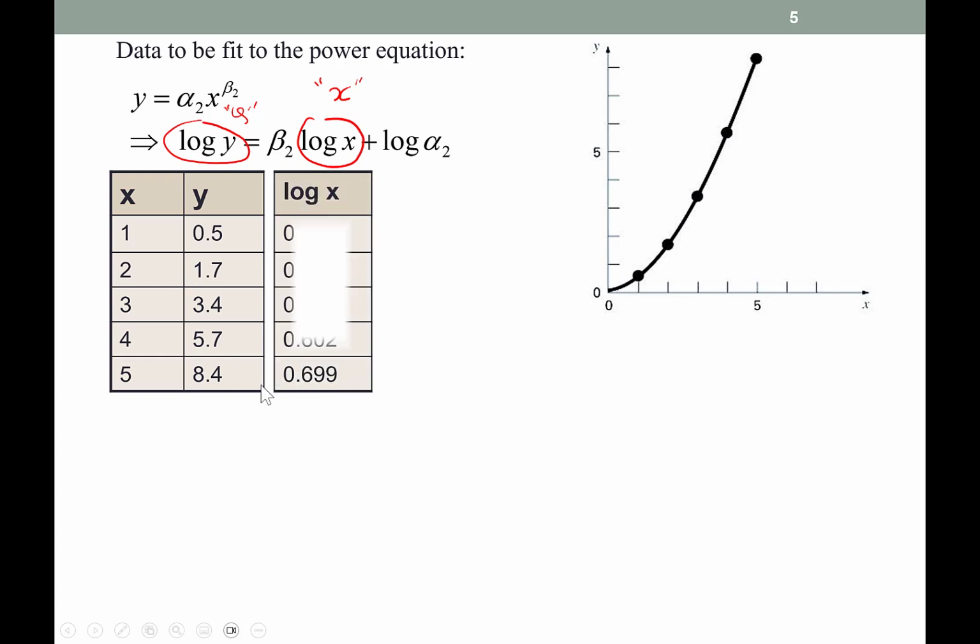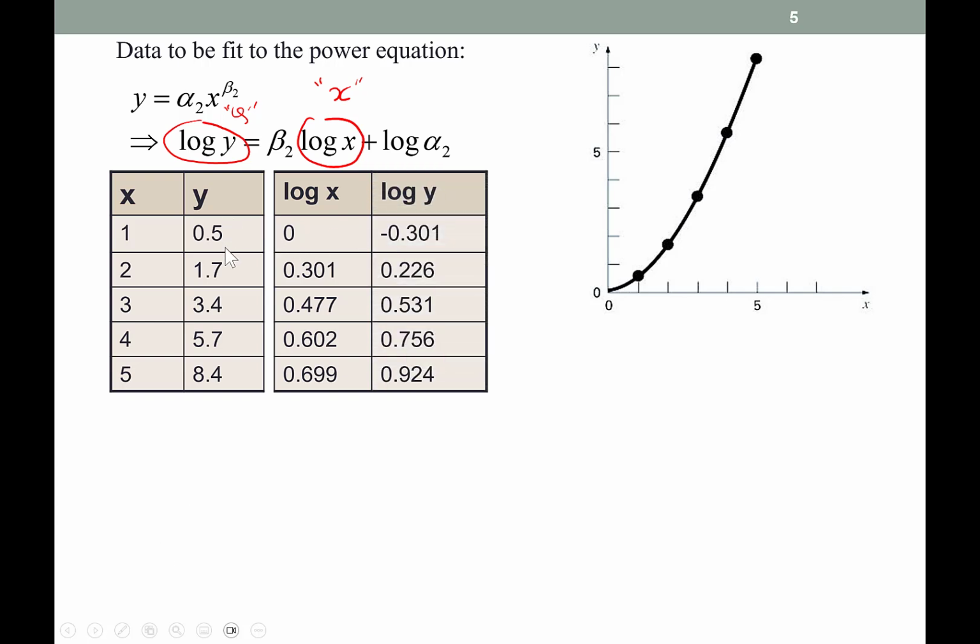Looking at that, we take the log of x, so this would be our new x. Instead of 1, 2, 3, 4, 5, now we have 0, 0.3, and so on. And then in terms of the y, we take log y and this is what we see here. We just took the log of every point here. So log 5 is negative 0.3, log 1.7 is 0.226, and so on.